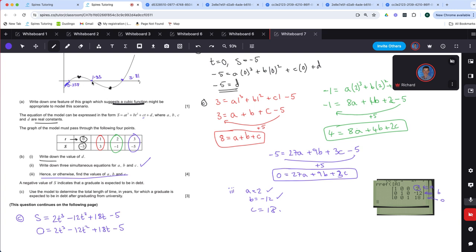Okay, so the total length of time in years for which a graduate is expected to be in debt. So they're expected to be in debt here because it's less than 0, and they're expected to be in debt in between here and here. So to find that out, it's going to be, well, 3.81 minus 1.83. That's going to give me this bit, and then we need to add on the 0.358, because that's the bit at the start where they're in debt. So we get 2.34 years. Okay, hopefully that helps. That's quite a long video.